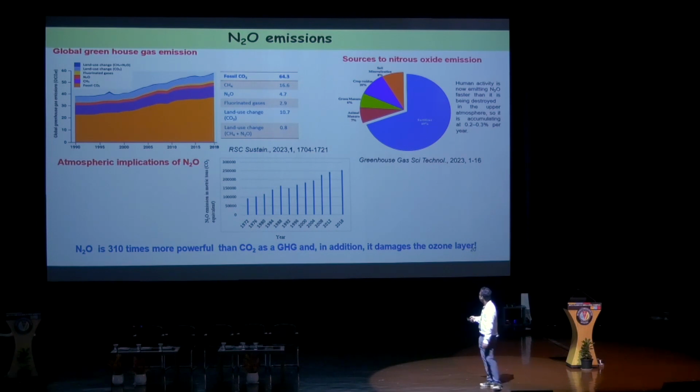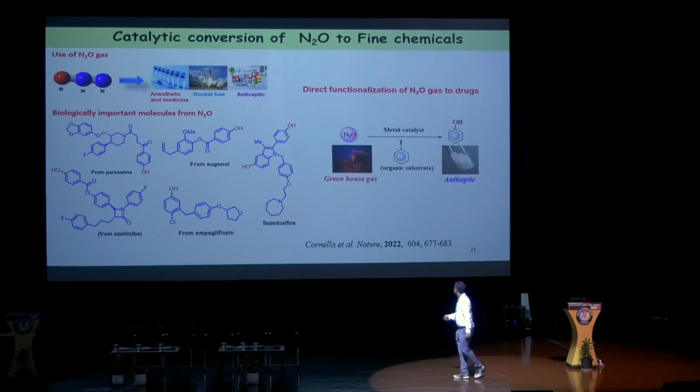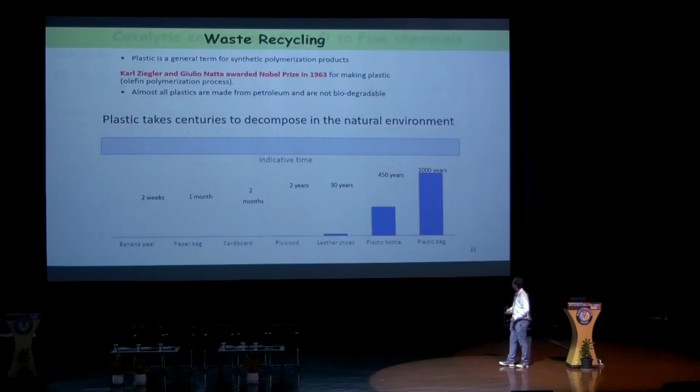I am showing a very recent result from a group from Germany, Joseph Cornella. They utilized N2O to prepare pharmaceuticals. Which functionality comes from N2O to get a lot of pharmaceutically active molecules, and then you release nitrogen, which is a very, very inert gas. So that's one of the sustainable processes if you can create technology. This is one process I'm talking about.